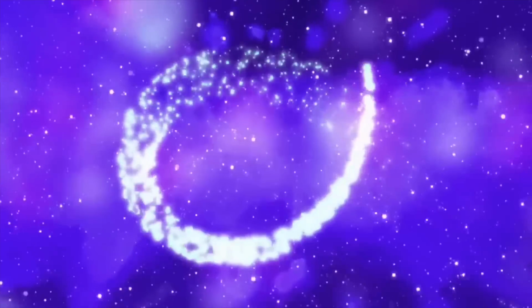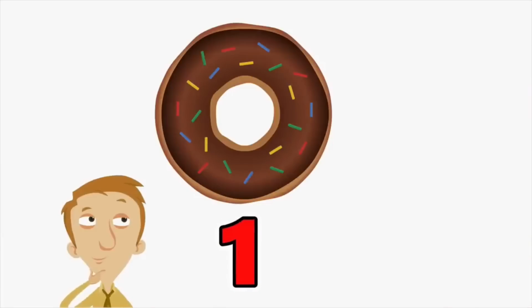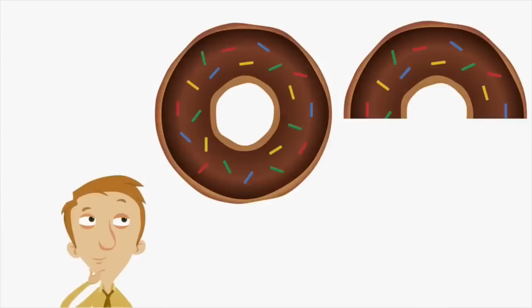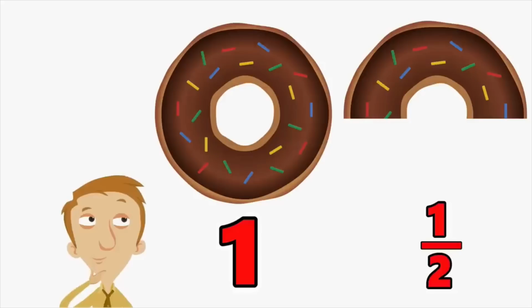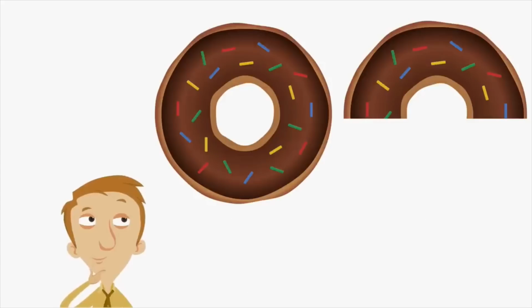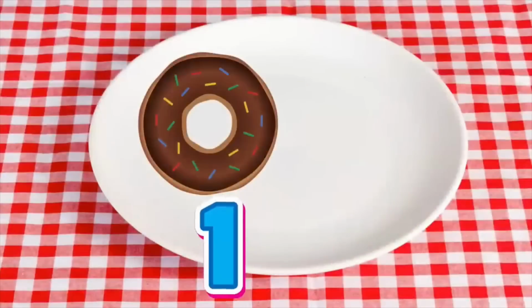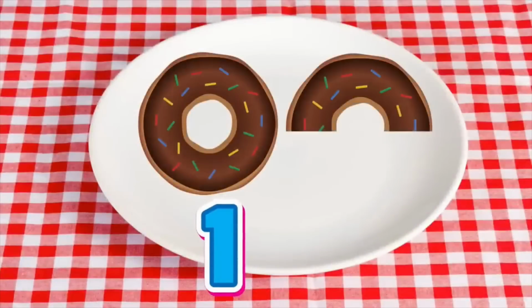Let's imagine you have one donut, okay? Exactly one donut. We don't have to use a decimal point. 1 is a whole number. You have one donut. But let's say someone gives you another half. Wow, you don't have just one donut anymore. You have more than that, right? You have 1.5 donuts. You have one full donut, then you received another half, 0.5.